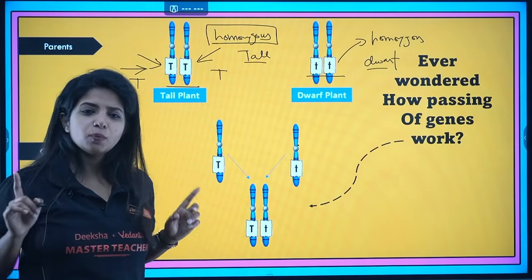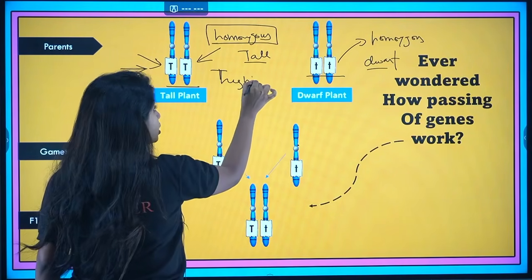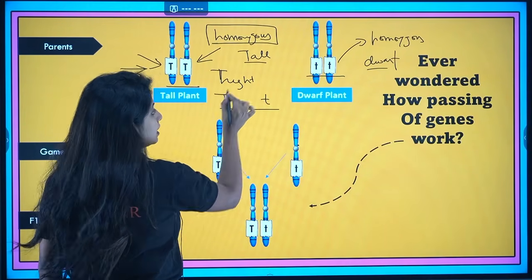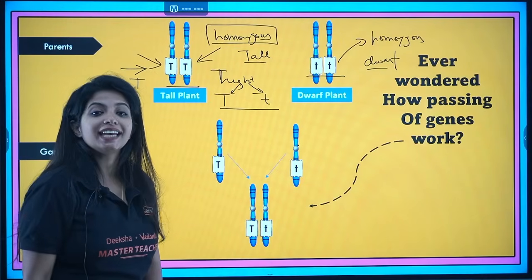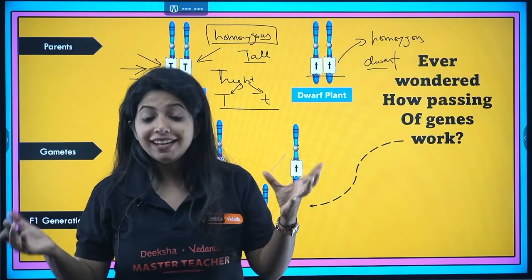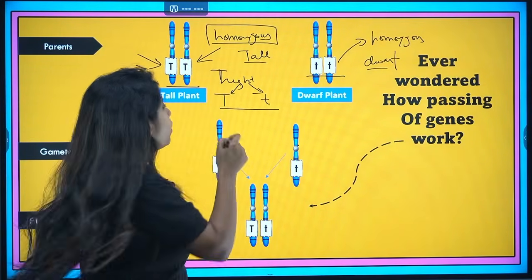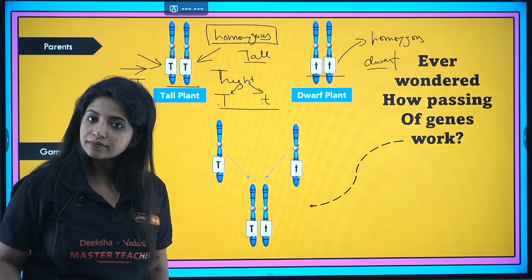So what did you basically understand from this? That for height, you have two genes. One is capital T, other one is small t. These two types of genes, I will call them alleles of a gene. The types of a gene, I'll call them as what? Alleles of a gene. So the gene for height has two alleles. One is capital T and other one is small t. Got it? Fine.